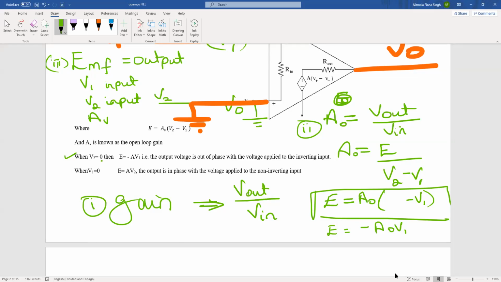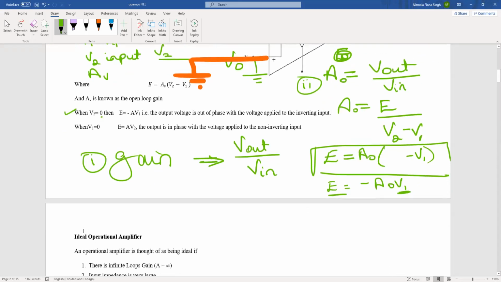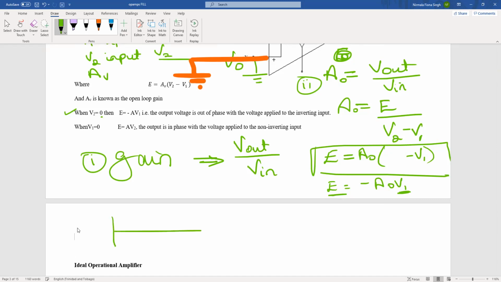So here you can see the output voltage is out of phase with the voltage applied to the inverting input. We're going to see what the inverting input is just now. And we can see here that V1 is negative compared to your output. So this means when one signal is positive, the other one is going to be negative. I know we haven't done phases in AC currents, but being completely out of phase means we are 180 degrees different.